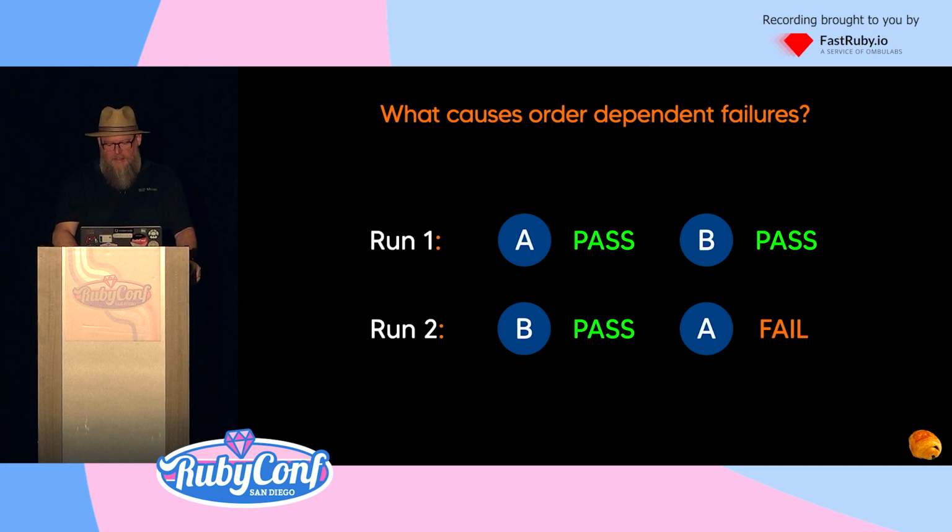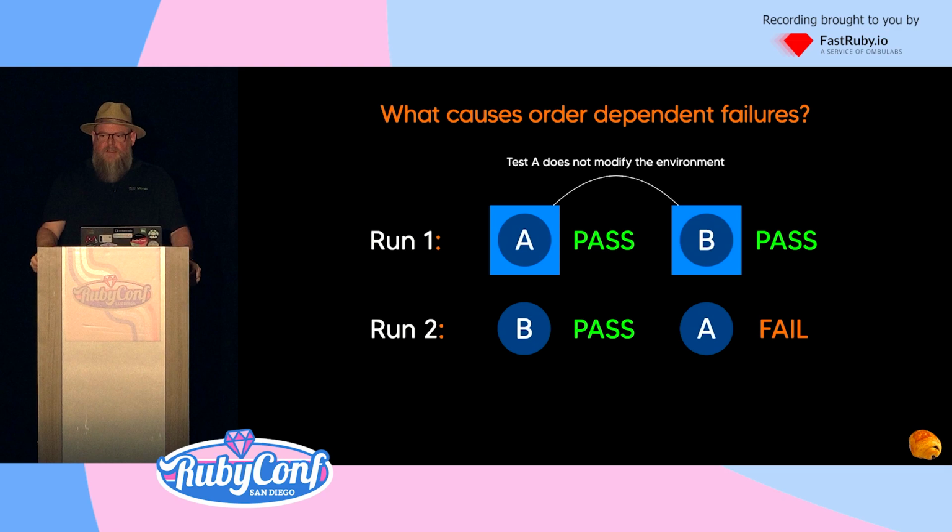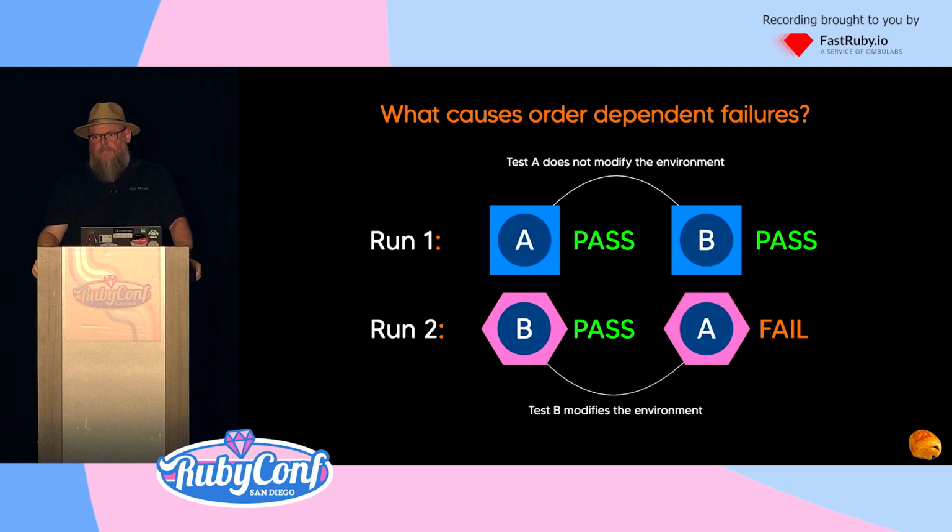It works kind of like this. Let's pretend this blue square is the starting point for the shared environment. Spec A runs, it gets the blue square, and it passes. Spec A does not change the state, so Spec B runs in the same context, and it also passes. Now, let's imagine running them in the opposite order, where Spec B gets the starting environment, gets the blue square, but adds or changes some state, turning it into a pink hexagon. So now, this state is what test A is going to run in. It didn't expect that, so it's going to fail.